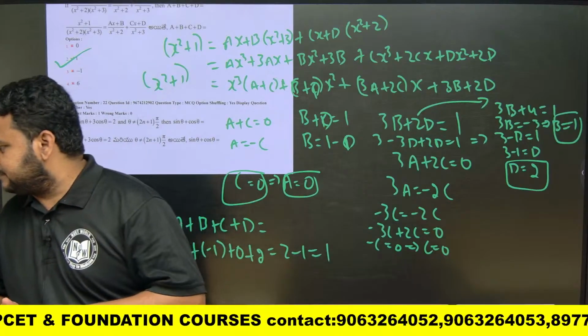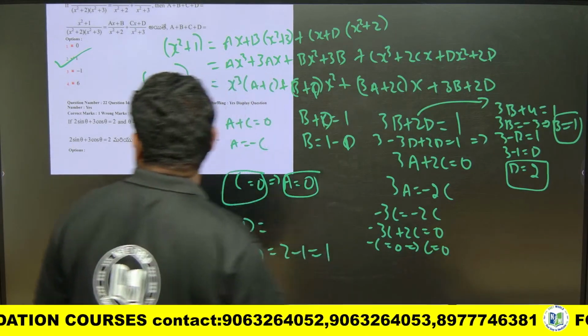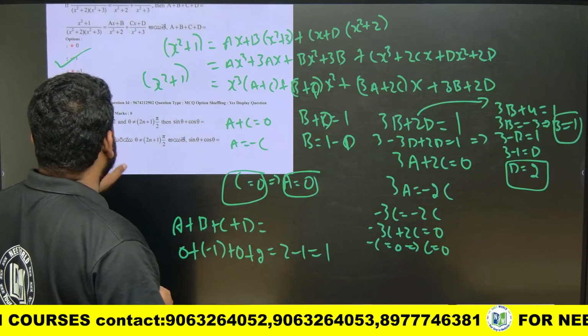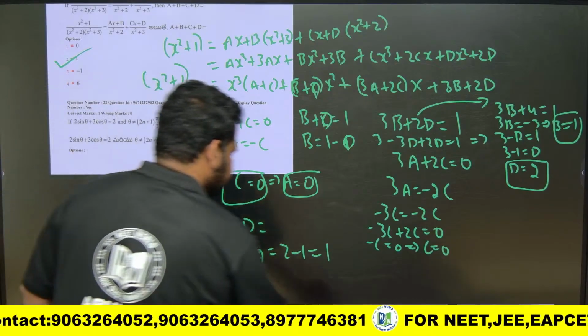Okay, got it, friends? I hope it is clear. Let us move to the next question, friends. The next question is given as: if 2 sin theta plus 3 cos theta is equal to 2, then they are asking us to find sin theta plus cos theta. Okay, this is based on trigonometry.